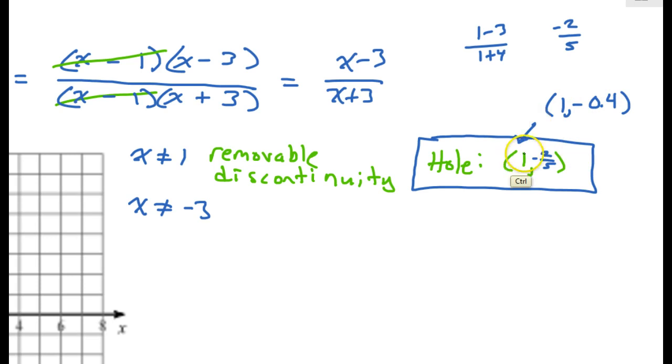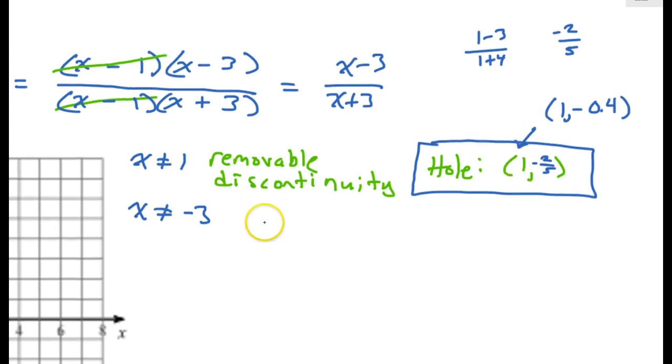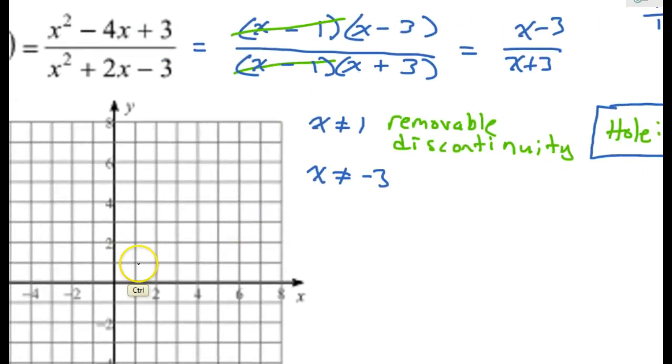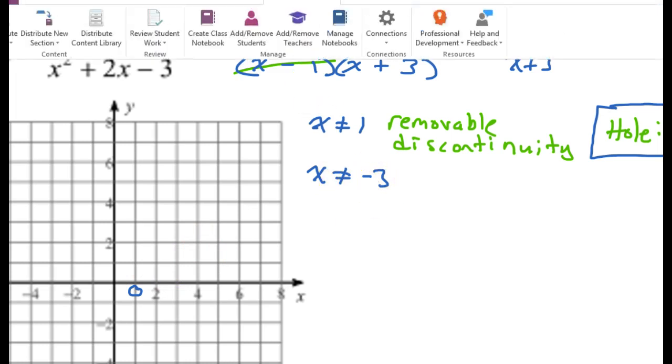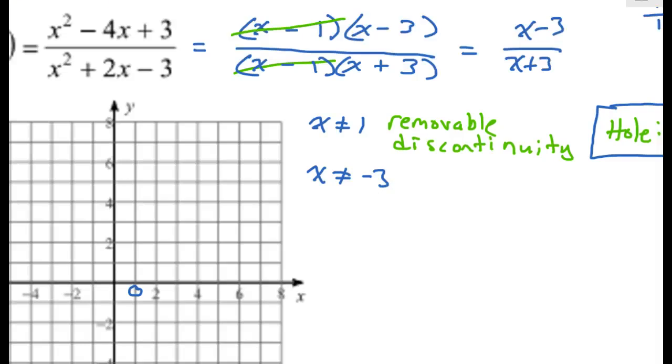So there's a hole here, a removable discontinuity. So let's graph that. 1 comma negative 0.4 would be like here. I'm going to put an open circle there because that's a hole. Now, what about this other discontinuity? x cannot equal negative 3. This one was not removable. It's still there. So that means that this is a vertical asymptote. This is going to be an infinite discontinuity.